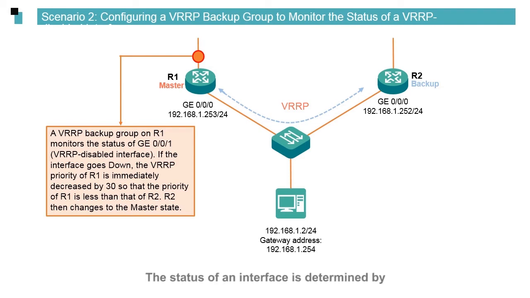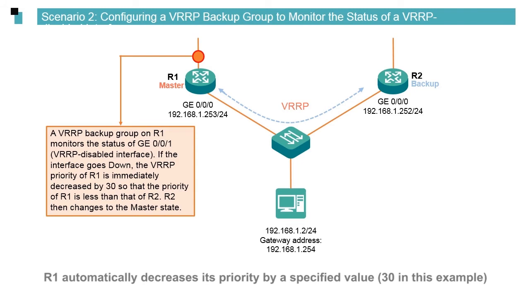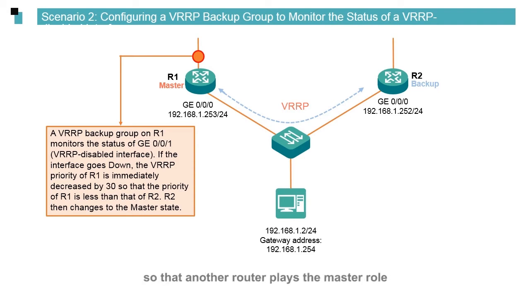The status of an interface is determined by both its protocol status and physical status. If the protocol status and physical status of an interface are both up, the interface is normal. If the status of GE 0/0/1 tracked by R1 is down, R1 automatically decreases its priority by a specified value, 30 in this example, so that another router plays the master role.